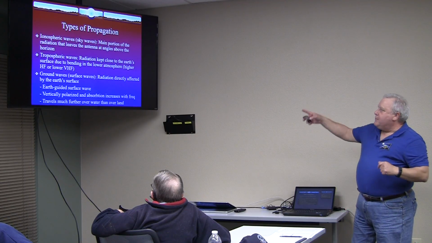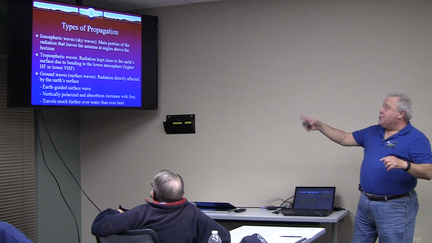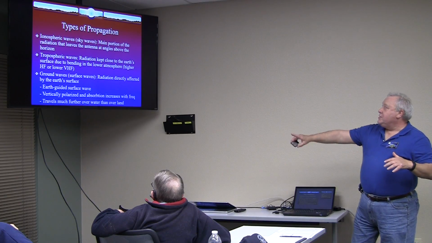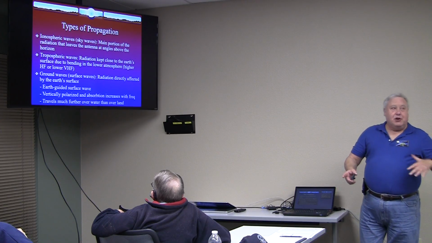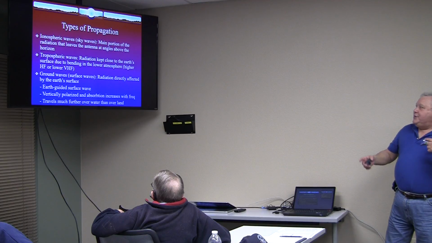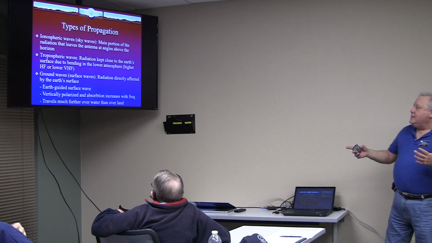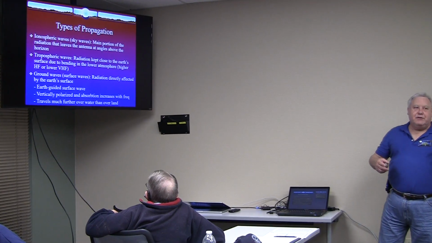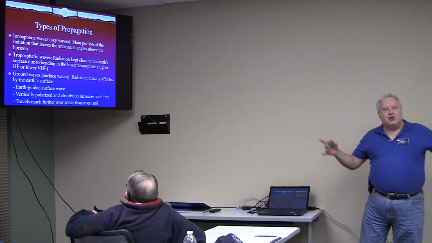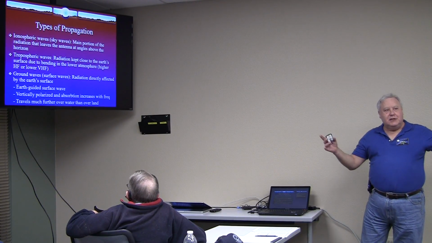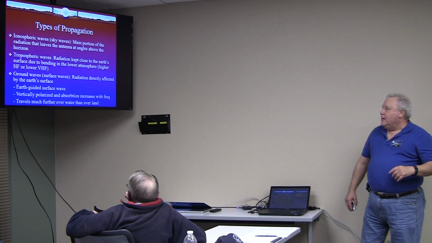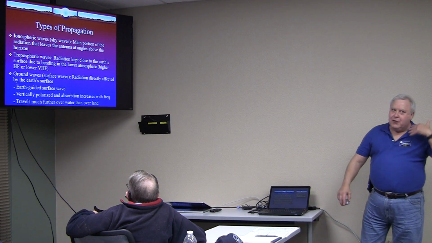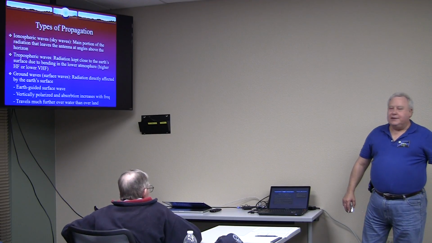So we talk about troposphere, we talk about ground waves, which are surface waves. This stuff runs along the surface. It's affected by the surface, so it could be the ocean. It's usually vertically polarized, and the absorption increases with frequency. So the higher the frequency, the shorter the distance, because you're going to lose more of that signal as you go along. And of course, like we said, it travels much further over water than it does over land.